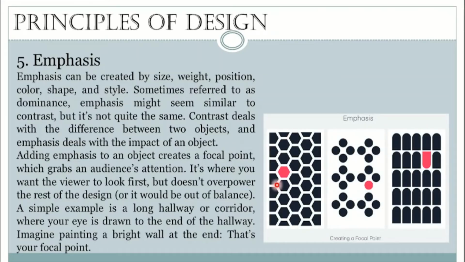Now you can see this image. In the first one, the entire image is created with hexagons of grey color, but you can see one hexagon there with a pink color, which is the emphasis in this entire image. Similarly, in this middle image, you can see these circles of grey color in various positions, but there is a focal point which is emphasis, which is shown through a pink circle.